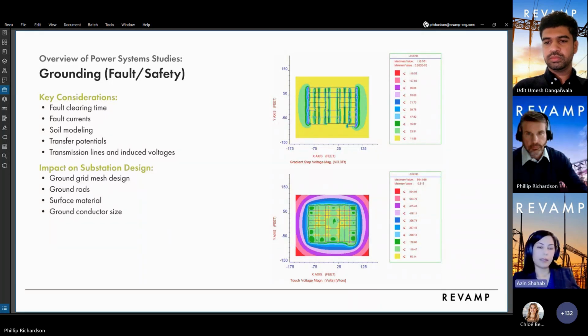Once we perform this study, the impact that the results might have on the design of the substation include potentially modifying the design of the ground grid mesh, or adding more grounding rods or surface materials such as gravel, or even changing the ground conductor size.